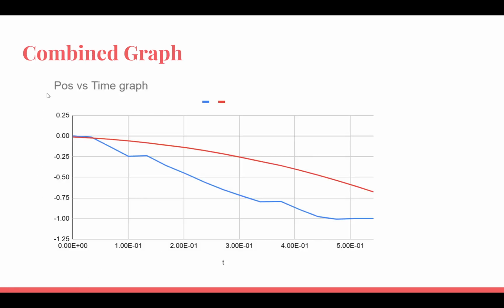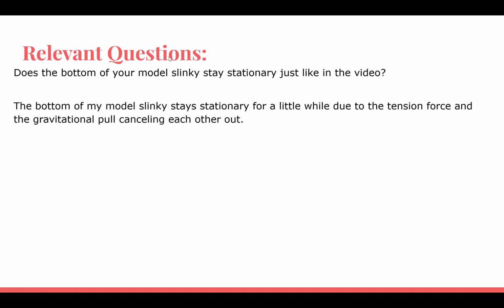Next I put the computational model and observed model all in one graph. The red line is the computational model and the blue line is the observed model. As you can see, they differ quite a bit. The computational model looks a lot smoother, and the observed model has greater delta y, and I think this is due to error, which I will talk about in a second.